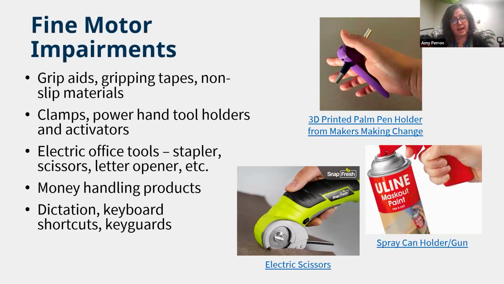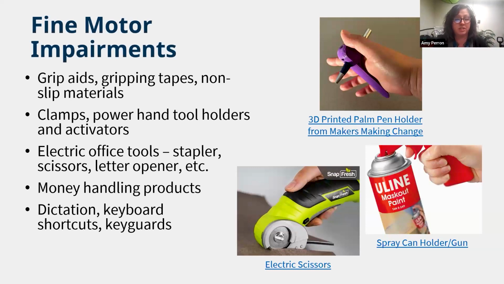Clamps, power hand tool holders, and activators. Early on, when Jeannie gave us the definition of assistive technology, these items, clamps, power hand tool holders, things like that, are not assistive technology for some people. But for someone who has a disability who would not be able to perform that task without that clamp, it then becomes assistive technology.